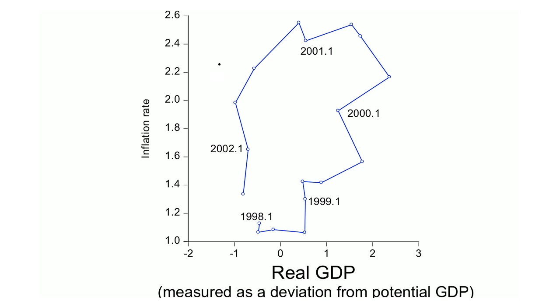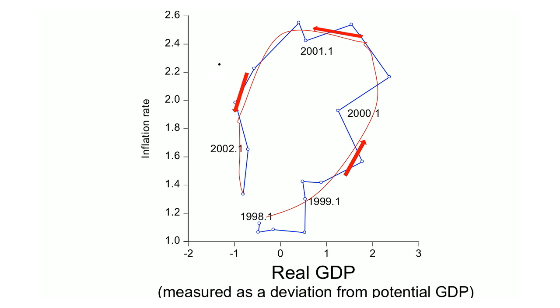And so you can see now as you move from 1998 to 1999 to 2000, you're moving in the northeast direction. Inflation's going up and real GDP is going up. And then you move towards the left and then finally down. There's that counterclockwise movement again. It looks like it's somewhat recurrent, and you should put these arrows in to make sure that's the direction of movement. And so that's what happened.